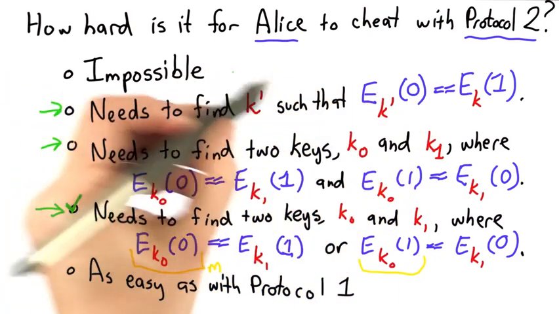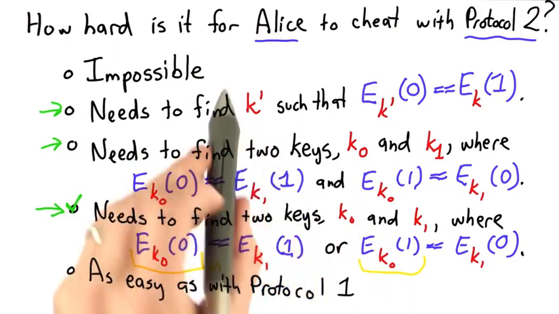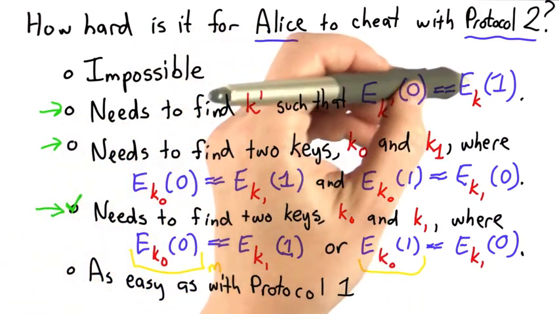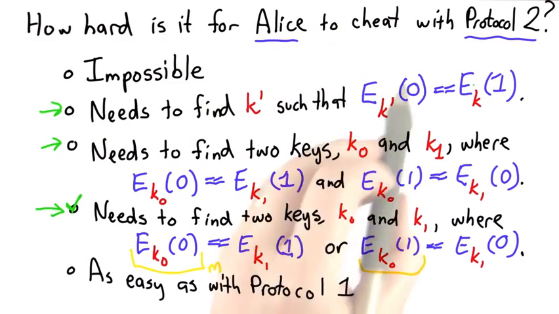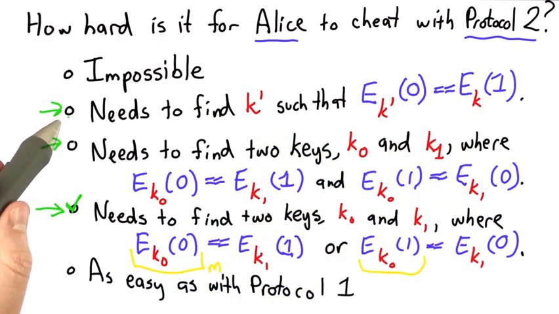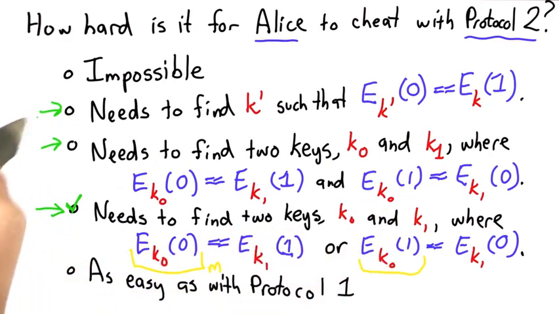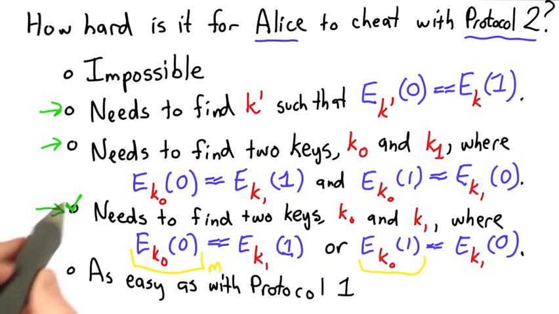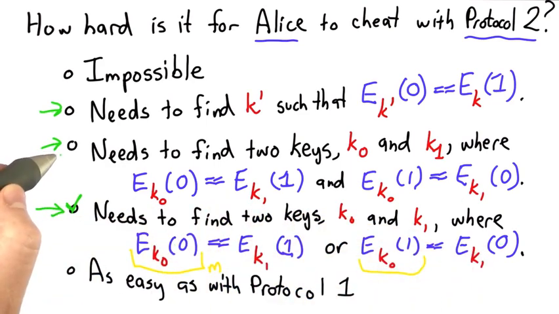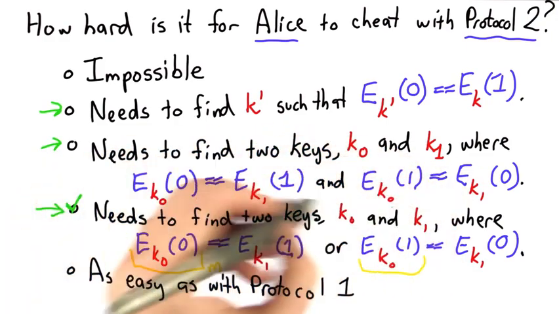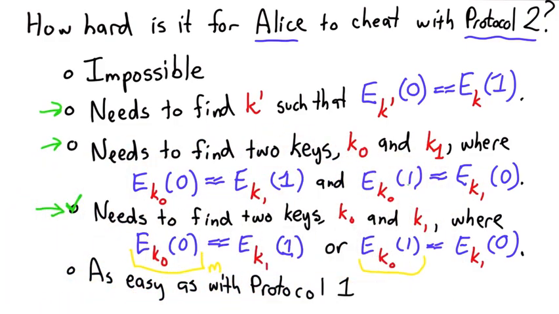If she could find a key that has this property, that for whatever key she happened to pick, encrypts 0 to the same thing that key encrypted 1 to, well, that would allow her to cheat just as well. But this is a harder thing to do than finding two keys that have this property. We might not know enough yet to be sure that this is harder than that, but we know it's certainly no more difficult, and this could be easier, and we'll see that in fact it is easier. The second one would also be enough, but this is a much stronger property, to find a key pair that has both of those properties.